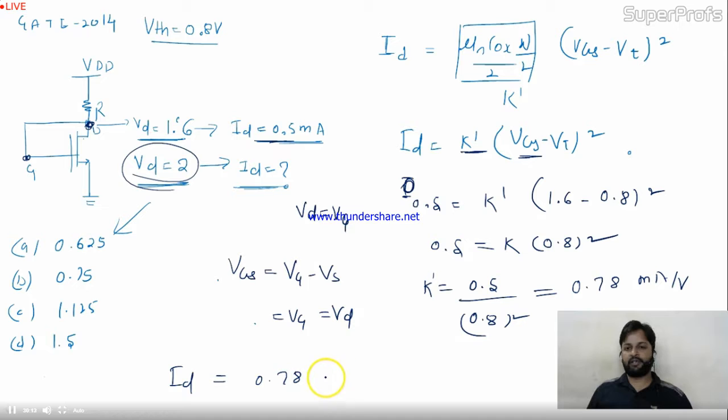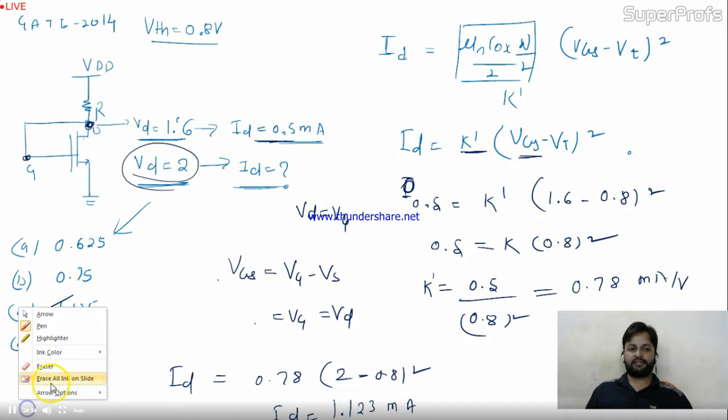as a milliampere current. So inside, VDS is 2 minus 0.8 whole square. Is it okay to you? So your ID will be 1.123 milliampere. So option C is correct. Is it okay? This is about this question. Let's come to the next one.